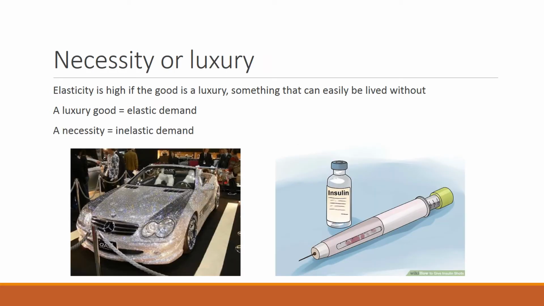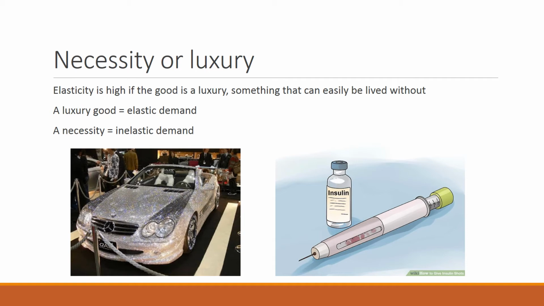Another thing is going to be determining whether that good is a necessity or a luxury. If a good is a luxury, something that can easily be lived without, like this blinged out bins, that's going to be relatively or very elastic demand, I should say, because again, the price changes by a little bit. We can easily go without it. We don't have to buy it. If the price increases, we can just wait till it falls again, hopefully, or move on to something else that the price hasn't increased on. We don't need that exact vehicle.